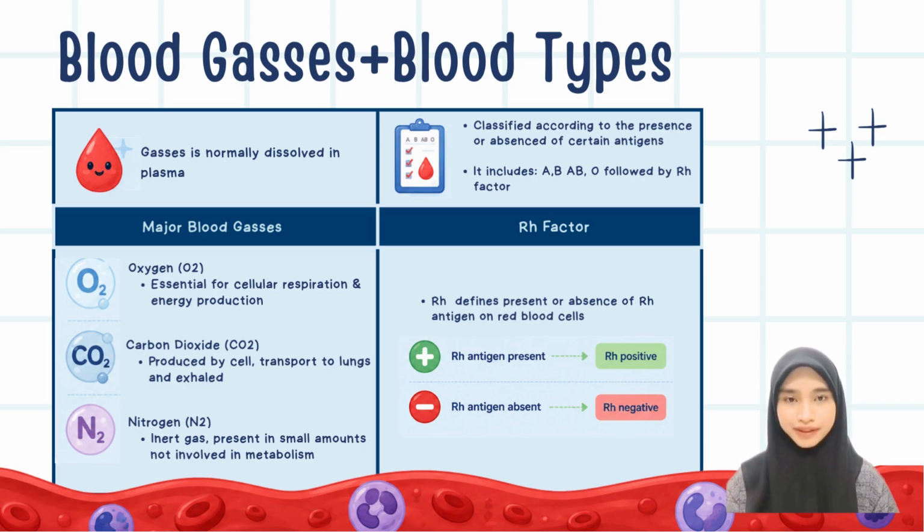Moving on to blood types. Blood is classified according to the presence or absence of certain antigens. It includes groups A, B, AB, and O, followed by the Rh factor. The Rh factor defines the presence or absence of the Rh antigen on our red blood cells. If the Rh antigen is present, it is Rh positive. If the Rh antigen is absent, it is Rh negative.